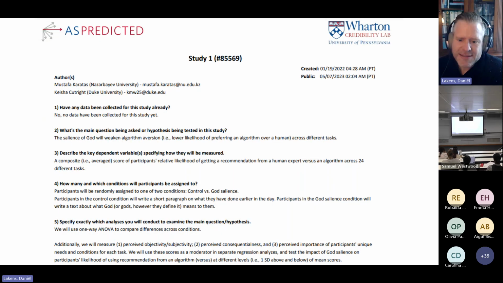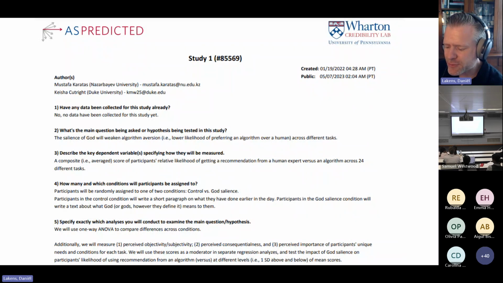Well, this is the pre-registration of study 1. So we can take a look at what people describe. And here they say, for example, in the sample size, how many and which conditions will participants be assigned to? Well, how many is not mentioned. So they don't even say how much data they'll collect. So we don't know. Maybe they kicked out some participants or collected a bit more than they wanted.